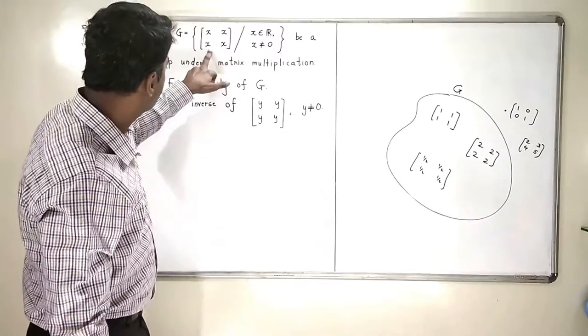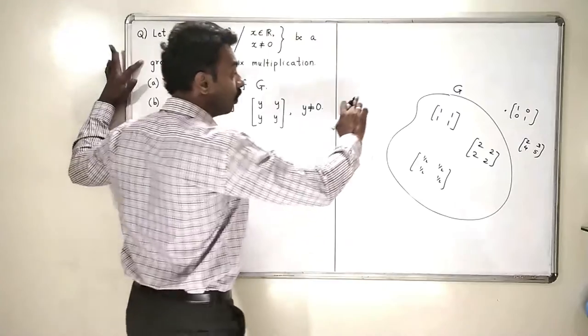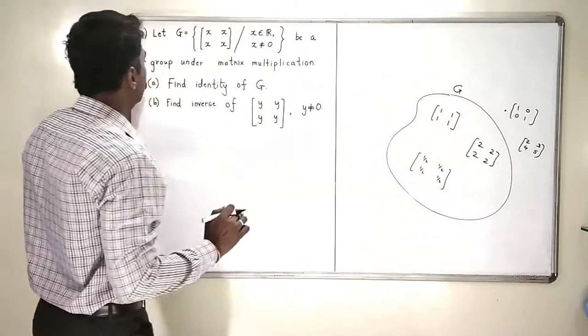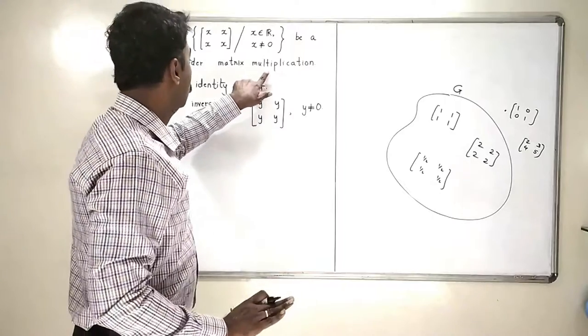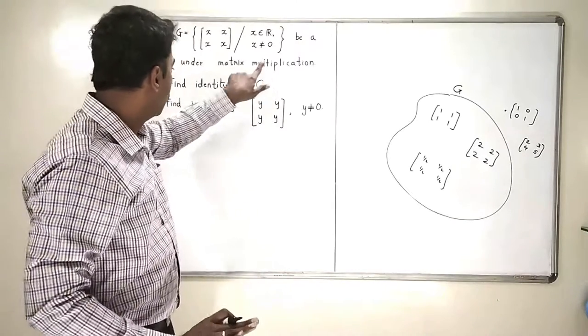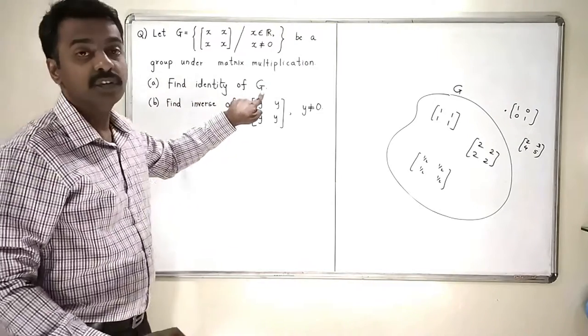Now what is this exercise telling us? They are saying that G is a group. This G forms a group with respect to usual multiplication. This is given to us. Okay? And what are we supposed to find? In that case, we are supposed to find the identity of this group.